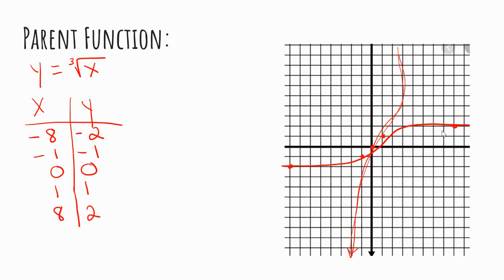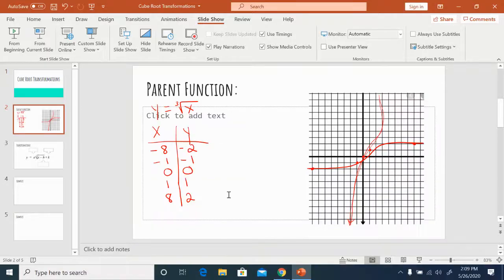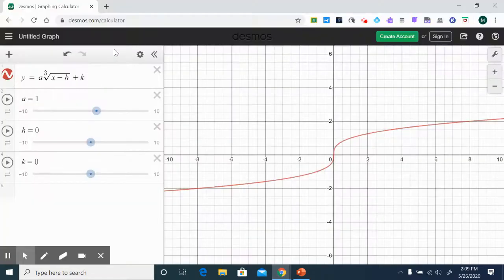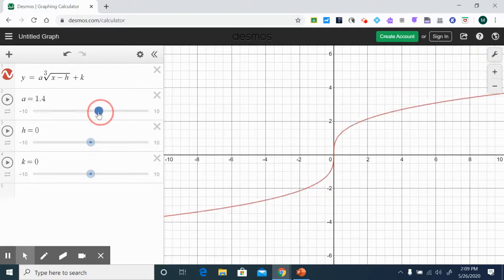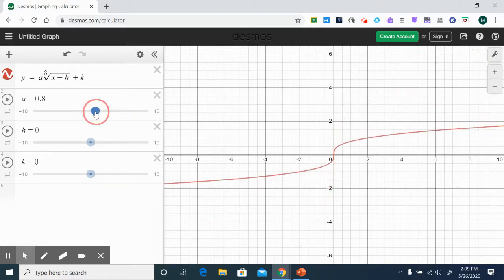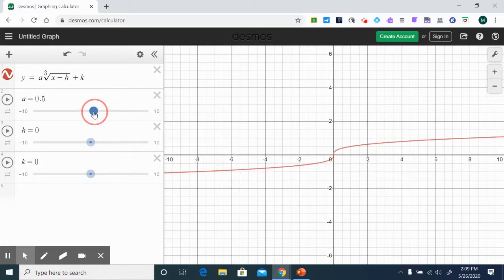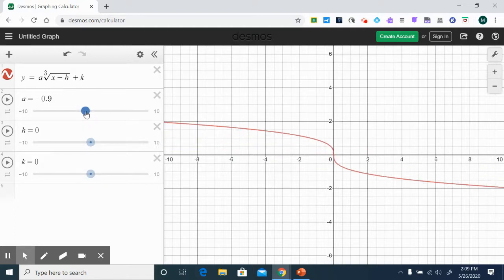Alrighty, so we're going to go into Desmos again so we can look at the transformations in Desmos. Alrighty, so a value. When we move it to the right, it makes the number bigger than 1, and our function starts to increase a little bit quicker. So we call this a vertical stretch. If I go in between, it's a little bit flatter than the original. It's still increasing, just a little bit smaller. And if I make it negative, it flips or reflects it across the x-axis. What was up on the right is now down. What was down on the left is now up.